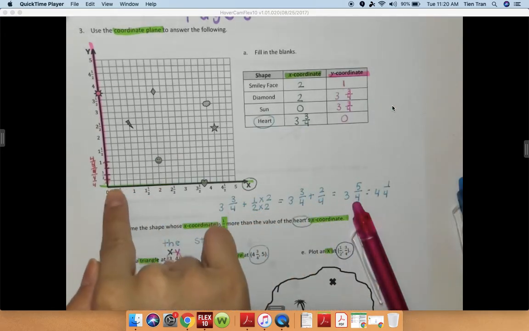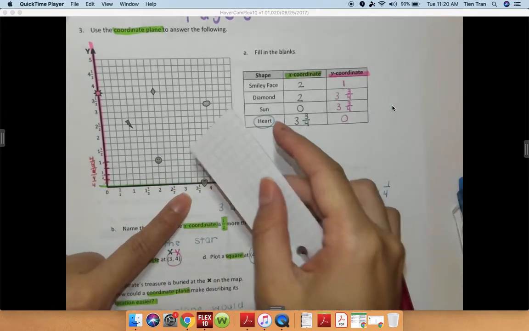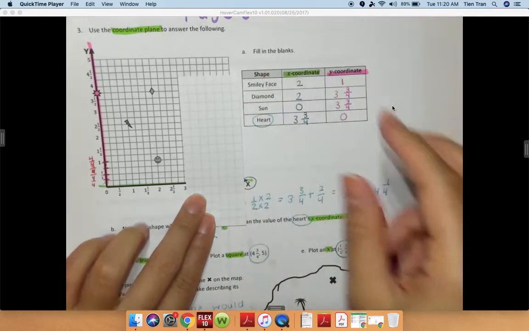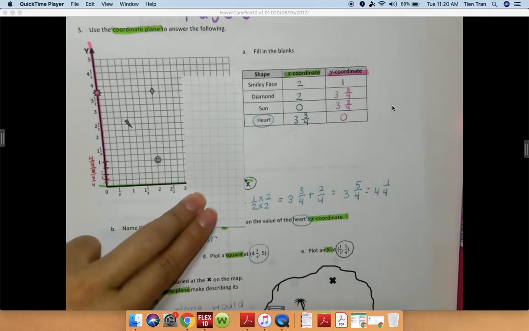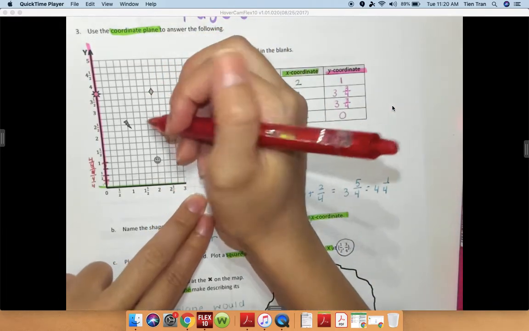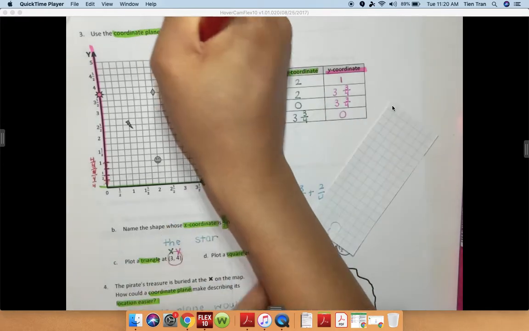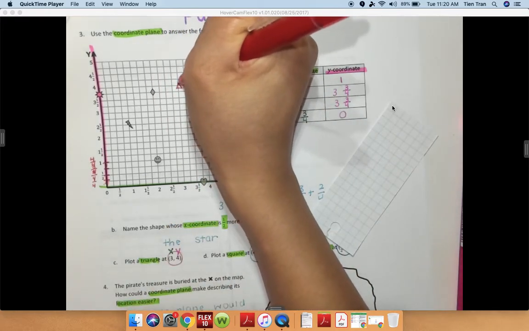So 3 is going to be the x, which means I'm going on the green line of the 3. And then my y-coordinate is 4, so I'm going up 4, and I'm going to plot a triangle at 4. So 4 is all the way right here. So that's where my triangle is going to be.